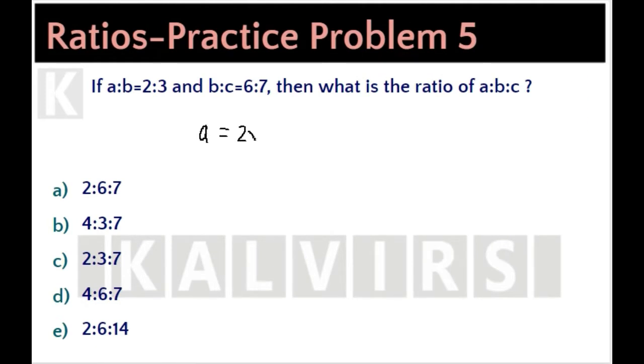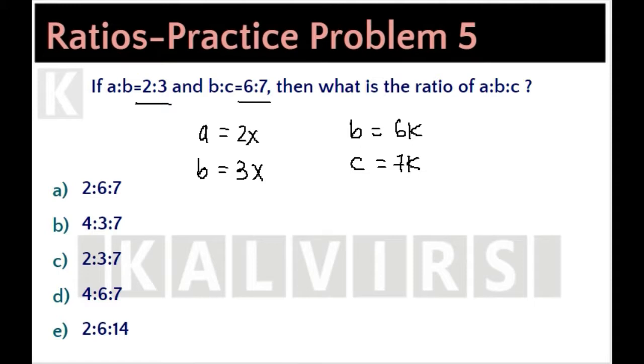Let A be 2 times x. B becomes 3 times x, since the ratio is 2 to 3. Now let B be 6 times k. C becomes 7 times k, since the ratio is 6 to 7.